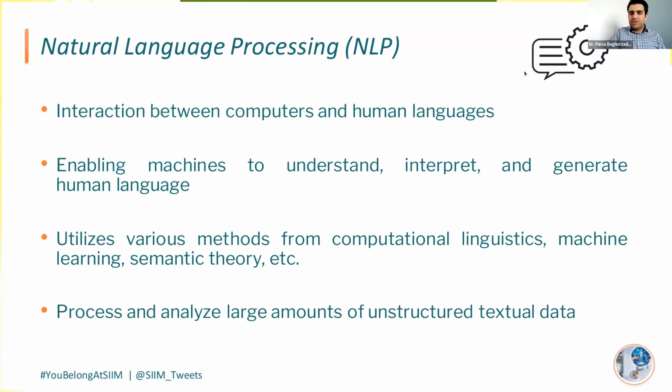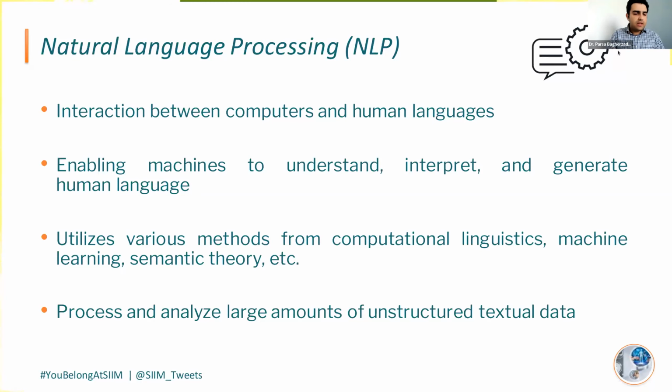So let's talk about natural language processing. What is NLP? Basically, NLP is one of the subfields in AI that enables interaction between computers and human languages. NLP gives machines the ability to understand, interpret, and generate human language. One of the most significant and prominent examples is ChatGPT, which generates human language.